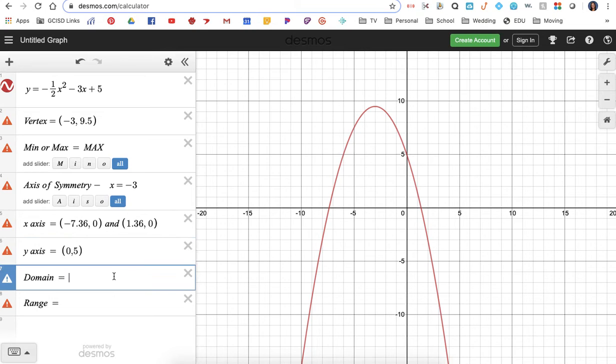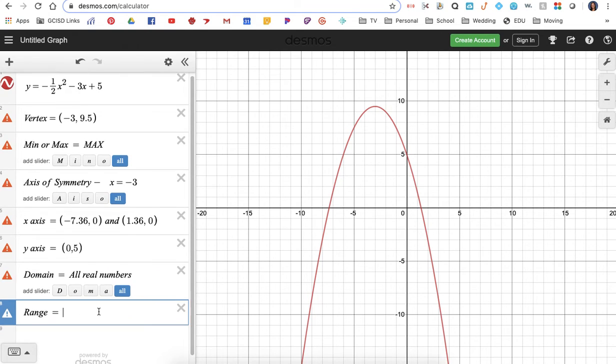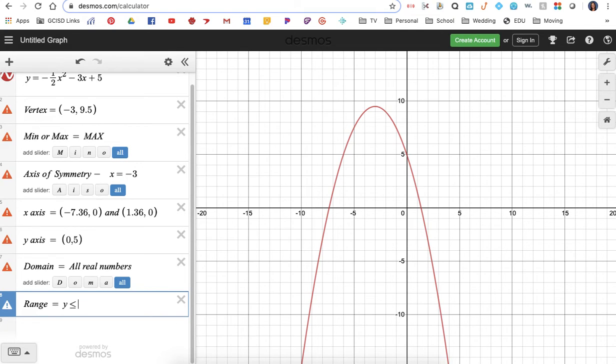Okay? Domain is really easy. If you want to just put R, that's fine. If you want to write out all real numbers, that's fine too. I would probably just use the fancy R. And for my last one, for range, you either want y is less than or y is greater than. So you either want this symbol or you want this symbol, okay? Either way, you have to put a number with it, okay?